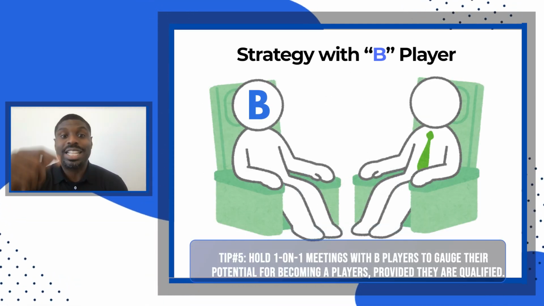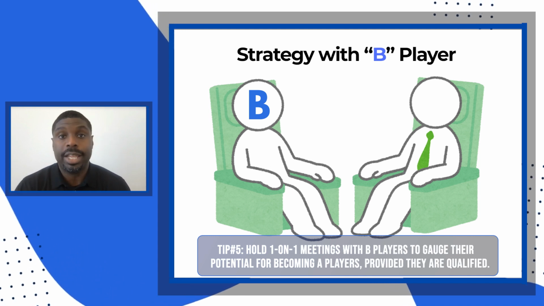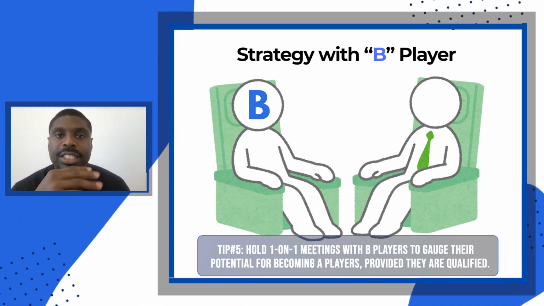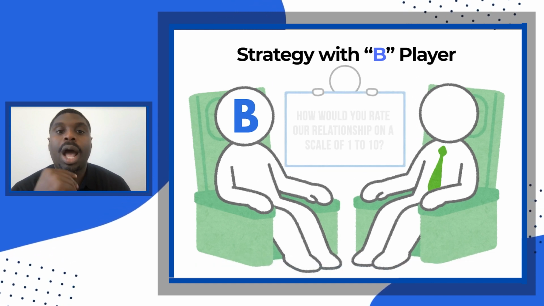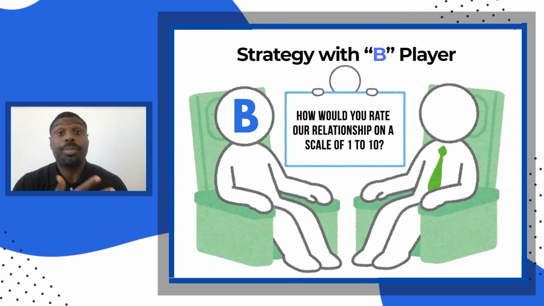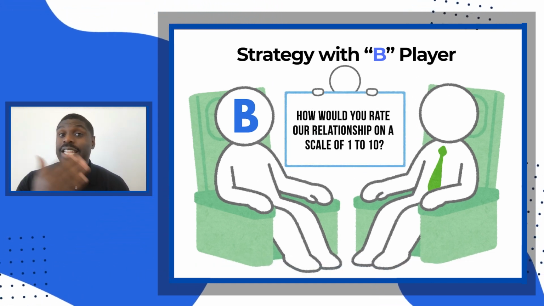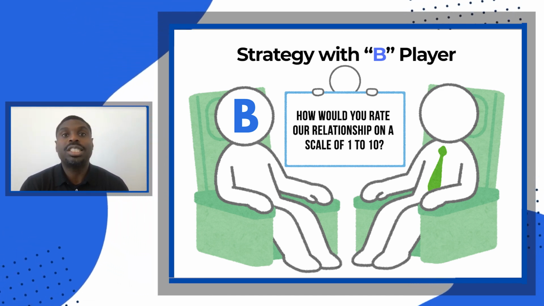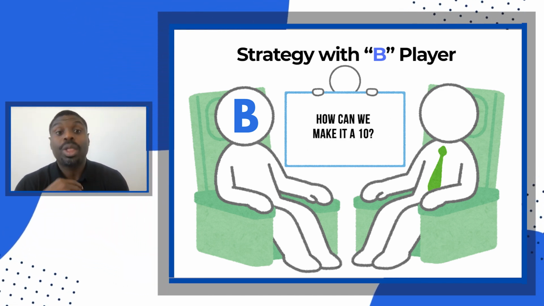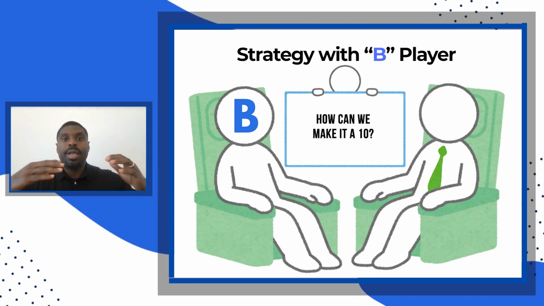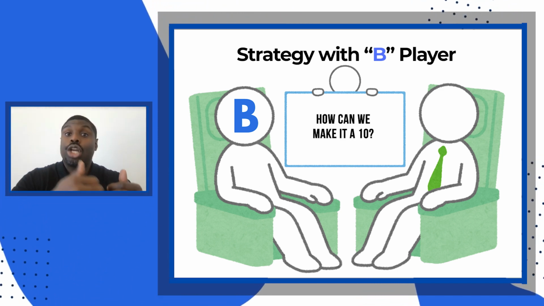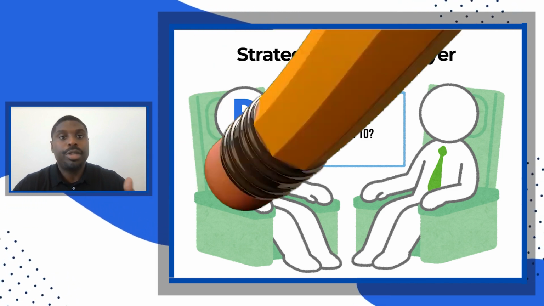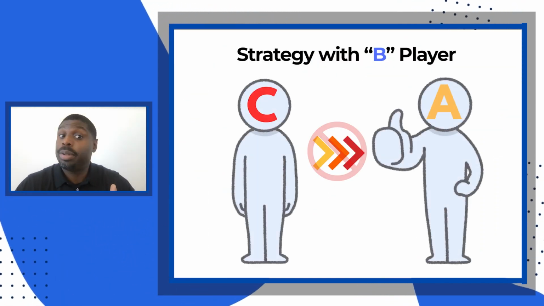He recommends having a sit down one-on-one meeting with your B players and starting off by evaluating the relationship, asking them a question like, how would you rate our relationship on a scale of 1 to 10? Any number they give less than a 10, his follow-up question is, how can we make it a 10? And the answer to that question may be the starting process to turn your B player into an A player.